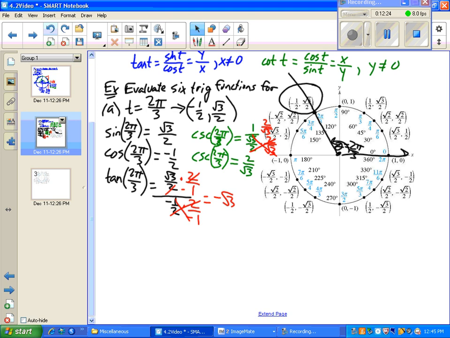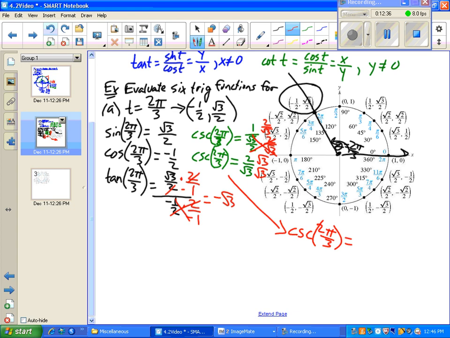Of course, we're still not done, right? Because we can't have an irrational in the denominator like that. We got to rationalize that. So cosecant of 2 pi thirds ends up being 2 root 3 over 3. Okay? So you see how the cosecant is a reciprocal of the sine function.